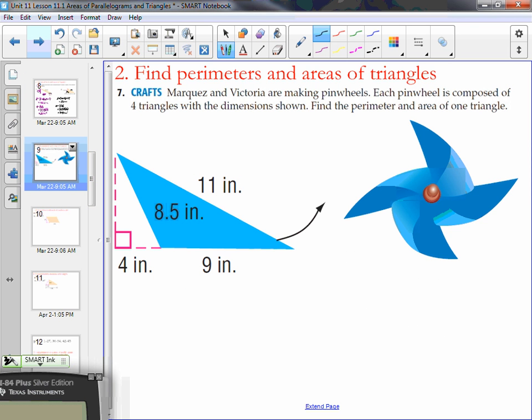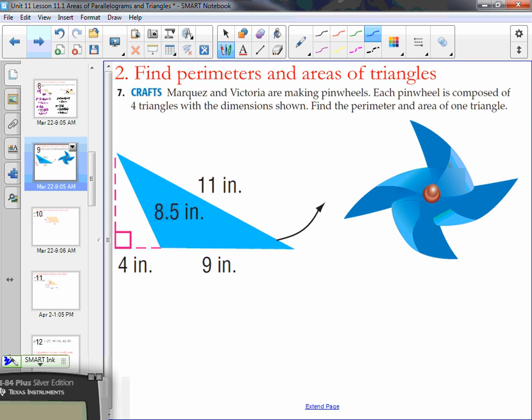Number 7. Marquez and Victoria are making pinwheels. Each pinwheel is composed of 4 triangles with the dimensions shown. Find the perimeter and area of one triangle. Okay.